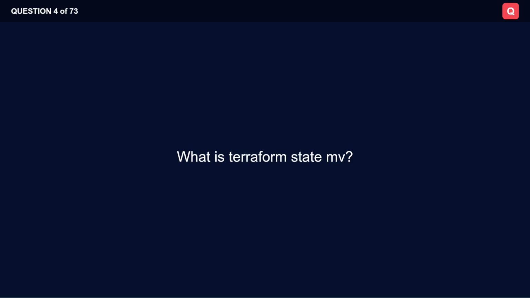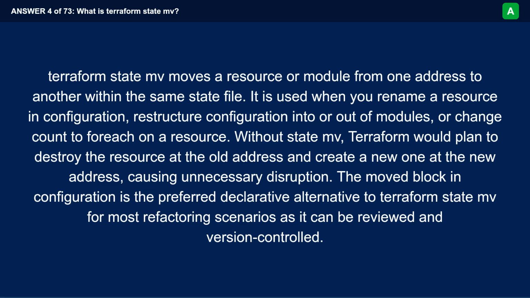What is terraform state mv? Terraform state mv moves a resource or module from one address to another within the same state file. It is used when you rename a resource in configuration, restructure configuration into or out of modules, or change count to for_each on a resource.